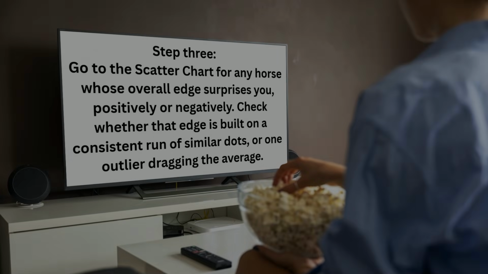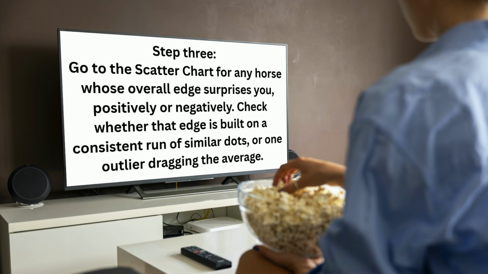Step 3, go to the scatter chart for any horses whose overall edge surprises you, positively or negatively. Check whether the edge is built on a consistent run of similar dots or one outlier dragging the average.